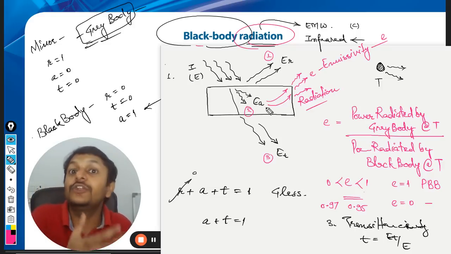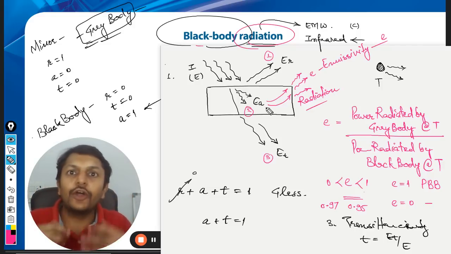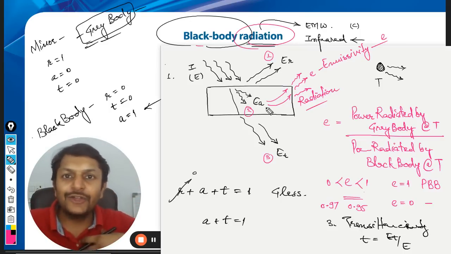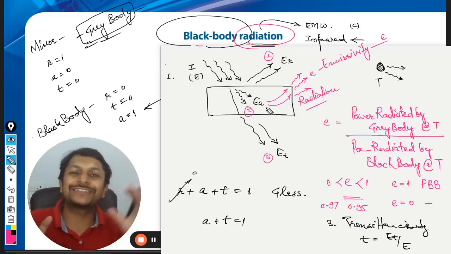Okay. And another thing that we completed is that E is directly proportional to A, which means a good absorber is always a good emitter. So that, as the notion goes, if you are not absorbing anything, you cannot emit anything. So if I had not learned anything, I will not be able to teach anything. So it's something like that.